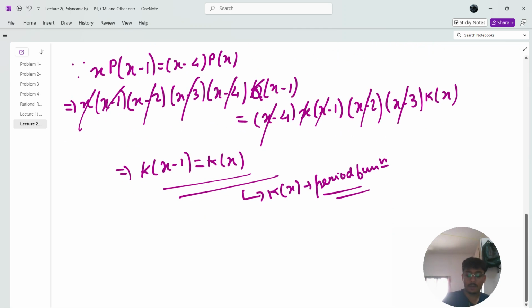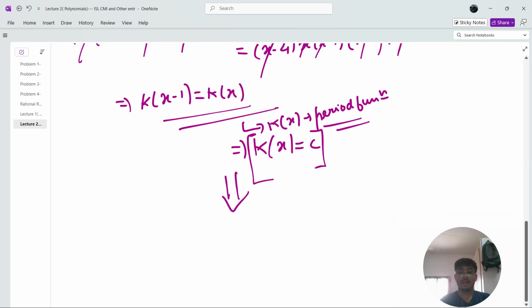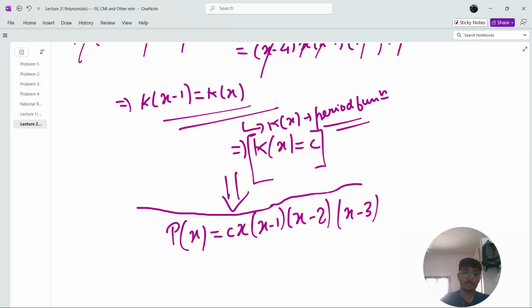So my k of x is a periodic function. I can denote a periodic function to be sort of C. Hence, I get my answer here directly. My p of x is basically some constant c into x minus 1 into x minus 2 into x minus 3. So this is my p of x, and fortunately this is my answer, true.